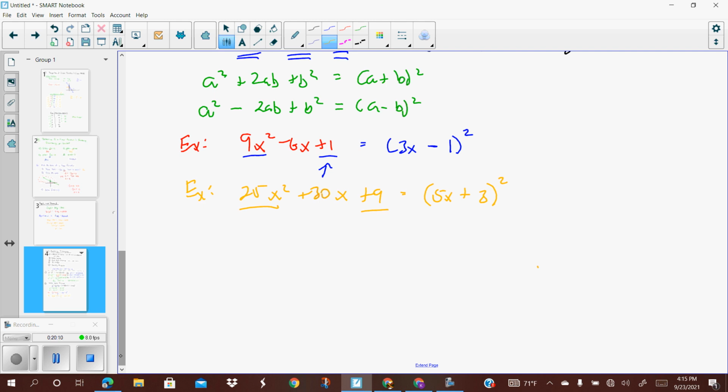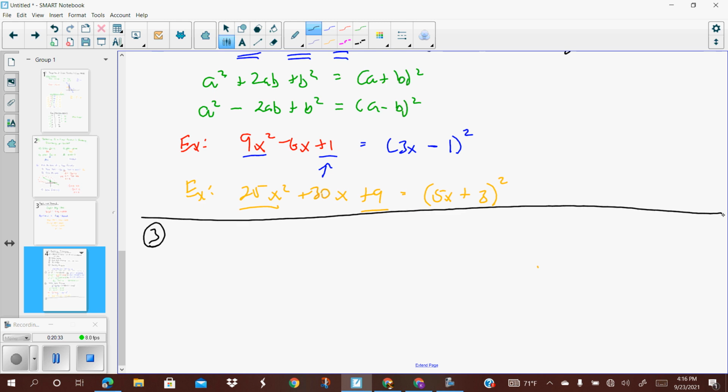Sometimes it won't fit into the category of being perfect square trinomials or something like that. So we're going to go ahead and factor some easier ones where a is equal to 1, and then we're going to jump to some ones where a is greater than 1. So this is going to be topic 3. Factoring a trinomial where a is equal to 1.